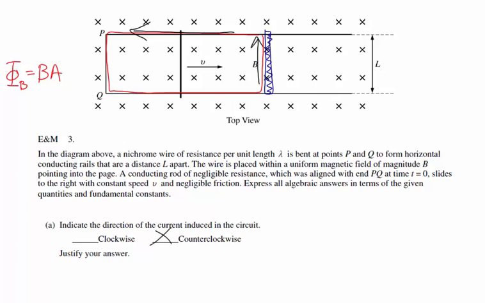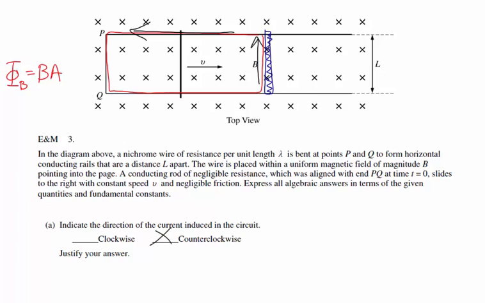And so the justification for why the induced current must be counterclockwise is exactly what we had said with Lenz's law. There's an increasing magnetic flux into the page, and so the current that's produced creates a magnetic field that's out of the page to try and cancel out that change in flux.